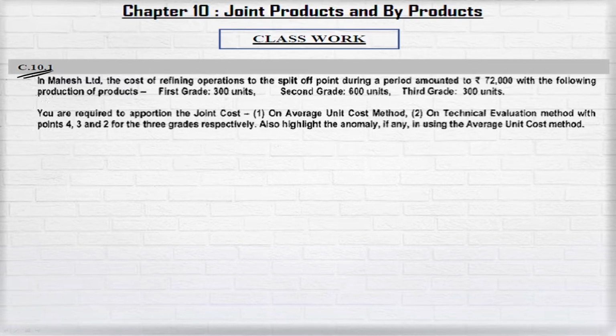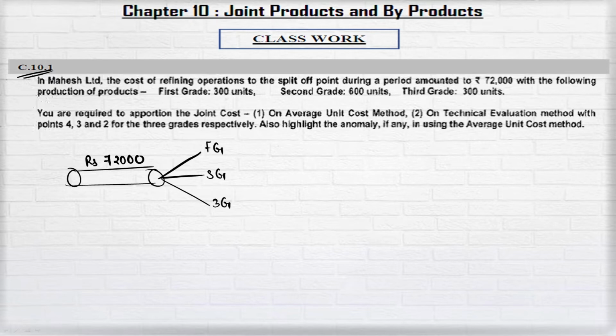C 10.1. In Mahesh Limited, the cost of refining operations to split off point during a period amounted to 72,000. So there is a joint cost, which is rupees 72,000. The following production of a product: first grade, second grade and third grade.